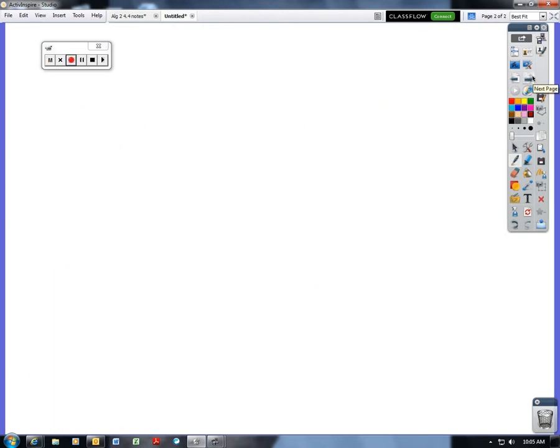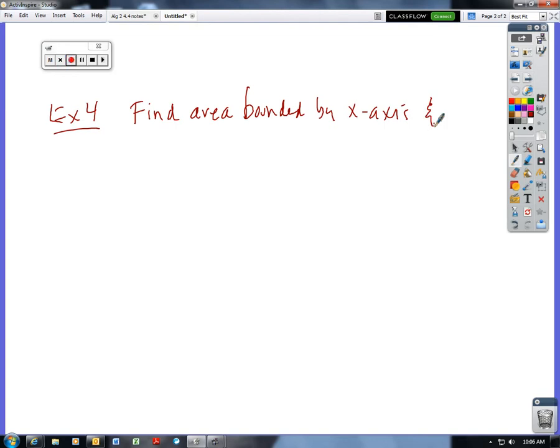There are three examples, and actually the first one is really something similar to what we did in the previous section. It's simple enough. So example 4 says, find the area bounded by the x-axis and y equals x squared minus 2x.